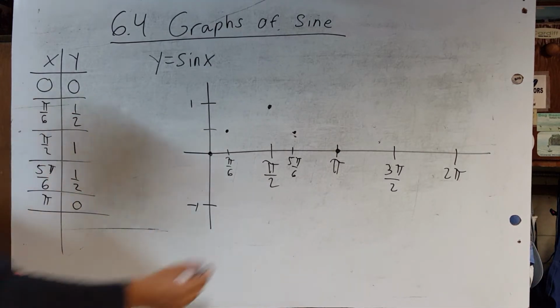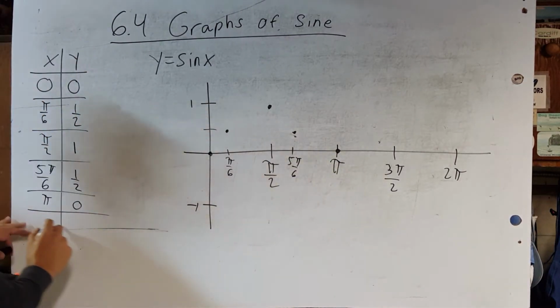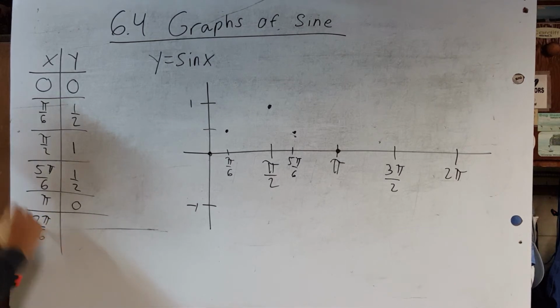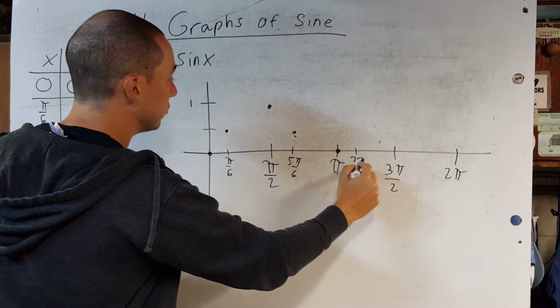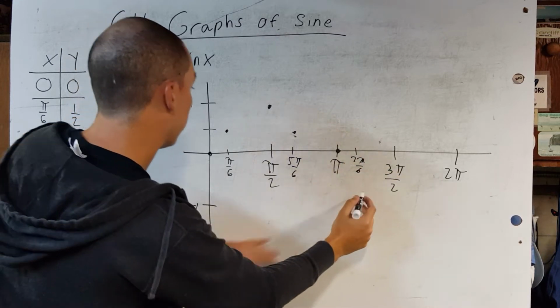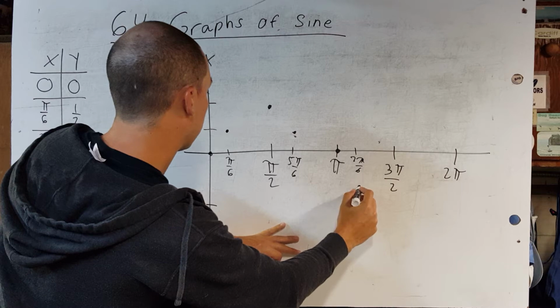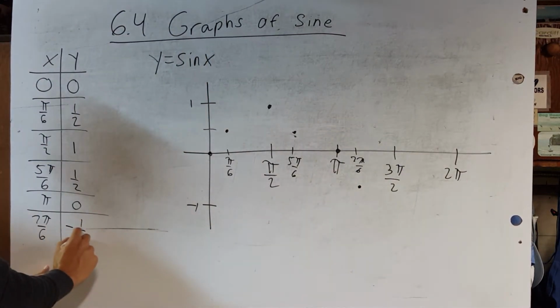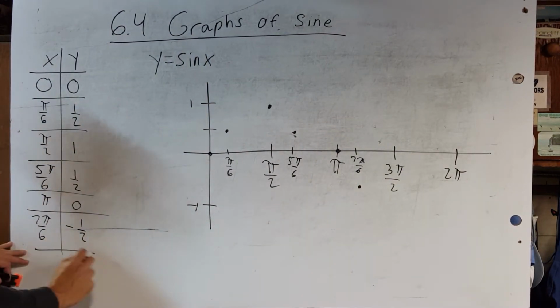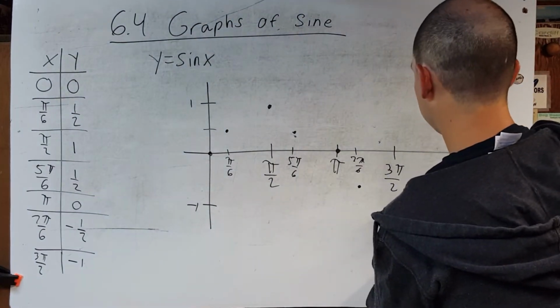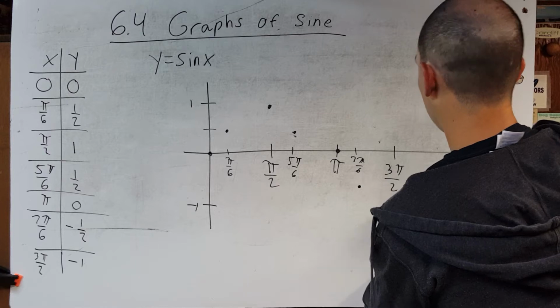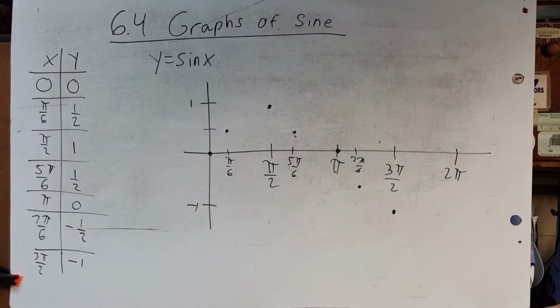All right, after pi, let's go to 7 pi over 6. Sine of 7 pi over 6 is -1/2. Go about right there. Okay, and the next, 3 pi over 2. Okay, sine of 3 pi over 2 is -1. Right here. Okay, I ran out of room in my table, so I stopped making the table.